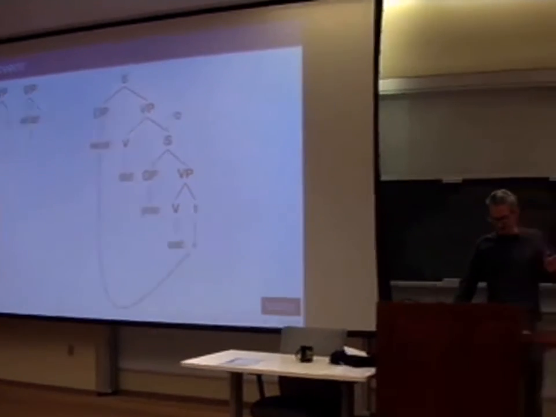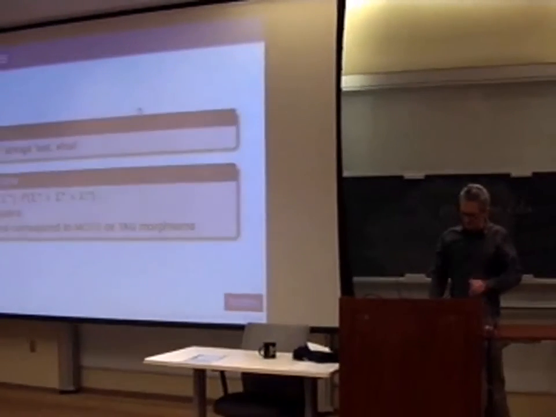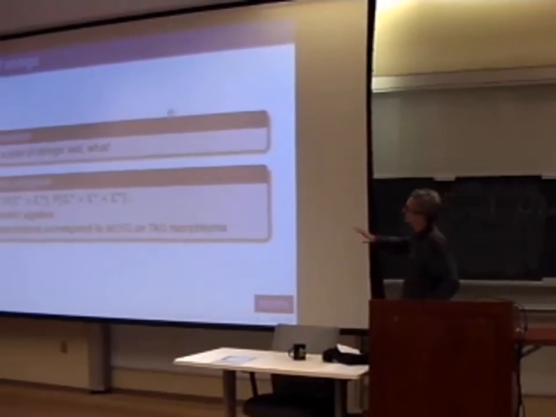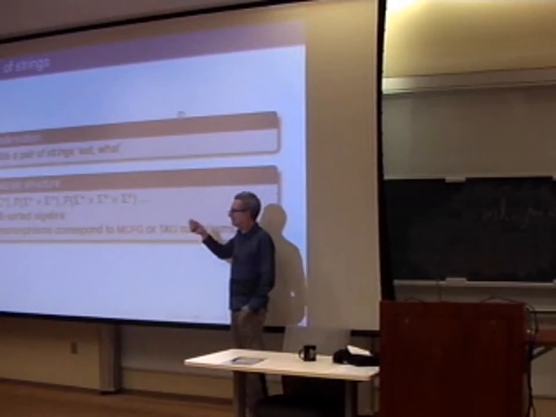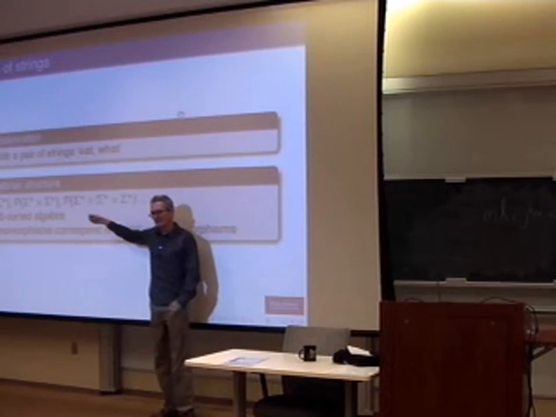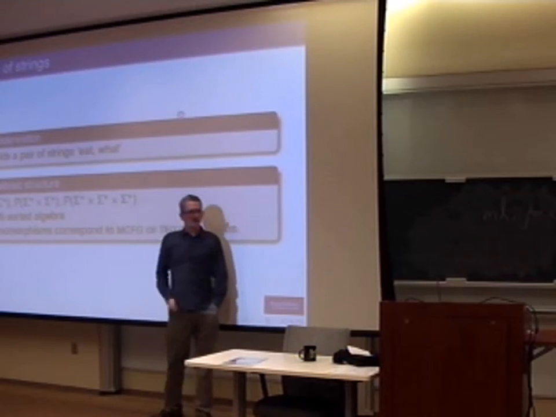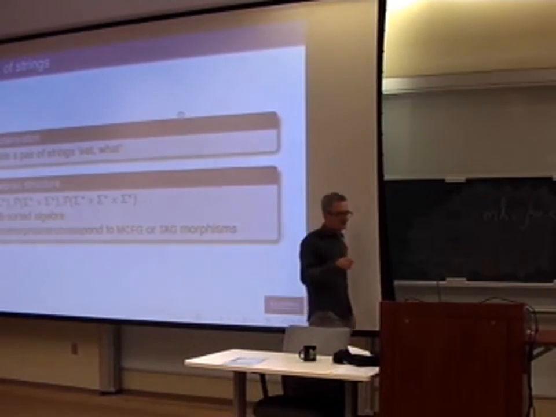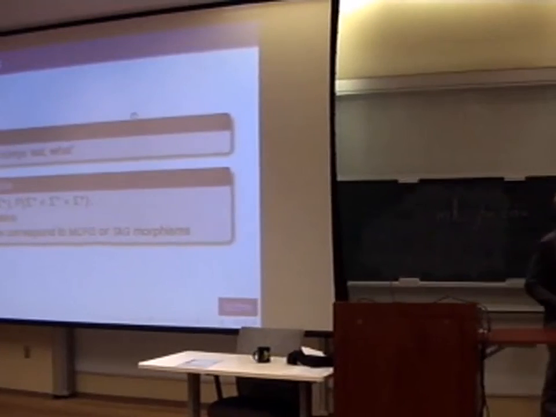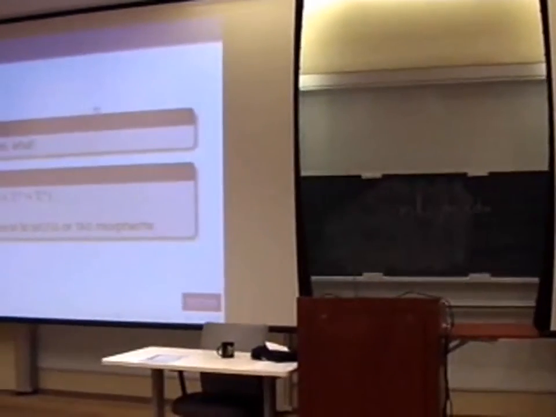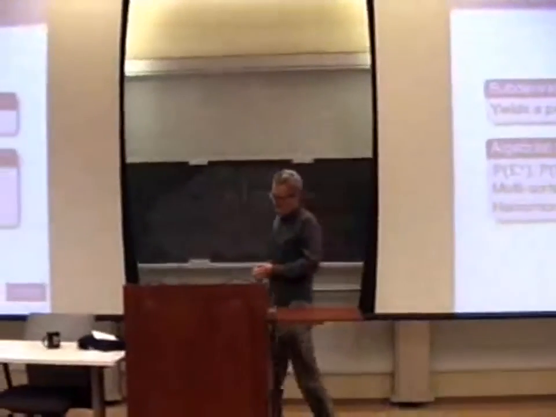We can do exactly the same thing here, where rather than having just a power set of individual strings, we have a power set of tuples of strings. This gives us a multi-sorted algebra, and then the homomorphisms would correspond to morphisms of multiple context-free grammars, or equivalently of TAGs, tree-adjoining grammars.